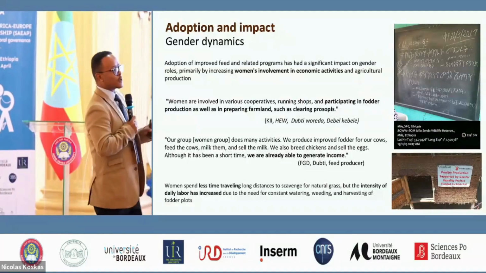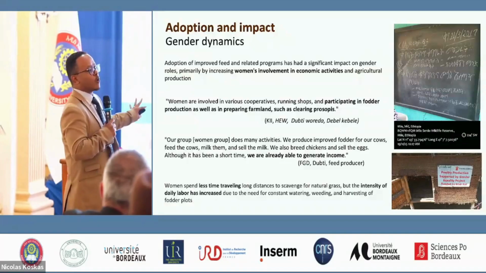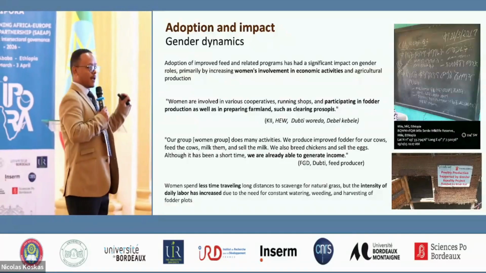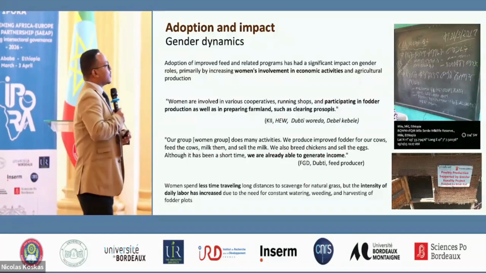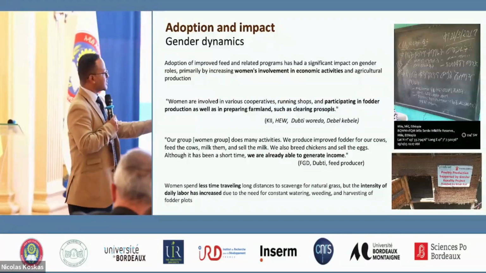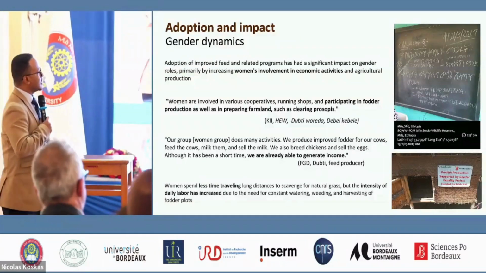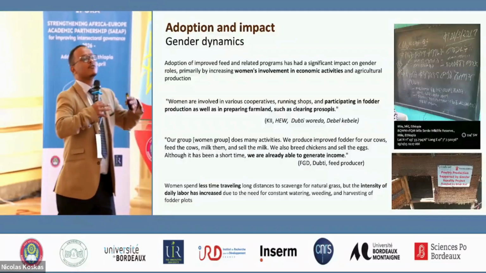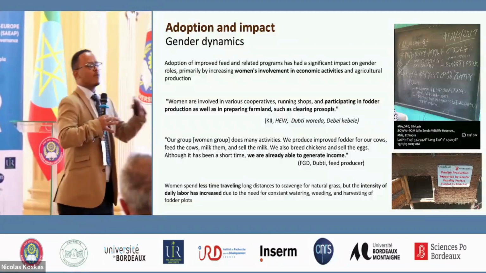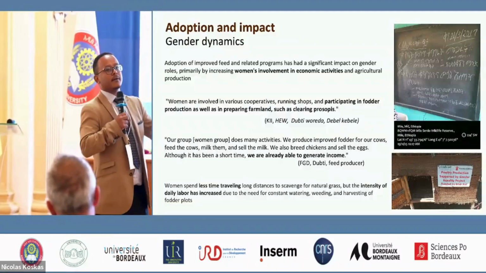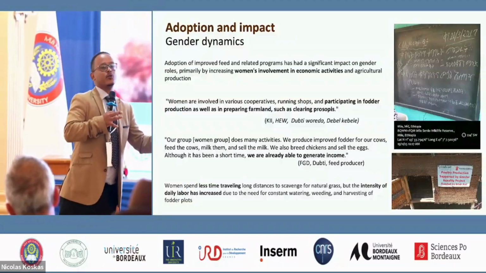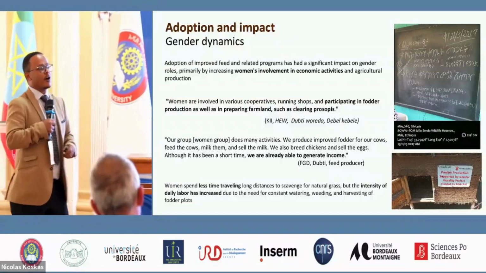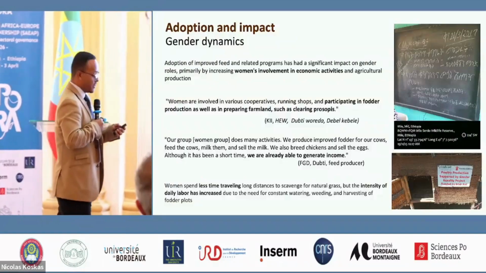But there's also something to look at more closely. Women spend less time traveling. That's identified as a positive thing. Less traveling long distances to scavenge for natural grass, but the intensity of daily labor has increased because now they're involved into many activities. So someone that looks at time spent, daily chores and nutrition and caregiving, that would be an interesting thing to dig deeper on the potential impact in terms of feeding children and the like.